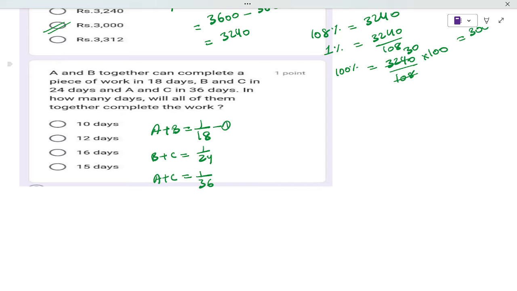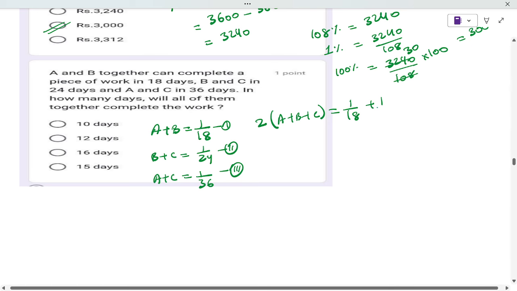Let's call these equation 1, 2 and 3. So adding equations 1, 2 and 3. Two A's, two B's, two C's, so 2 common, A plus B plus C. On the left hand side, A plus B plus B plus C plus A plus C, that means two A's, two B's, two C's, 2 common, A plus B plus C, equals 1 by 18, 1 by 24, 1 by 36.